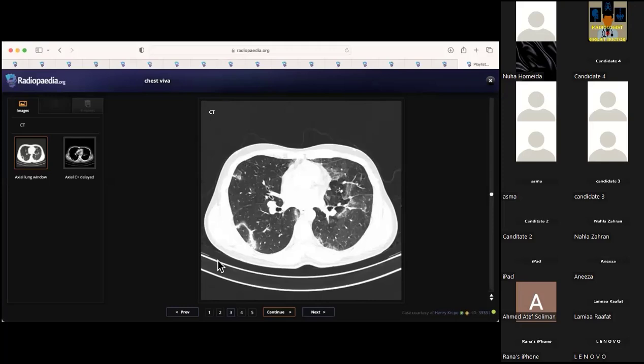I think Mohammed Rifat has his hand up. Yes, go ahead, Mohammed. Yes, Dr. Nuha. This pulmonary sequestration, intralobar, extralobar, is the treatment the same?